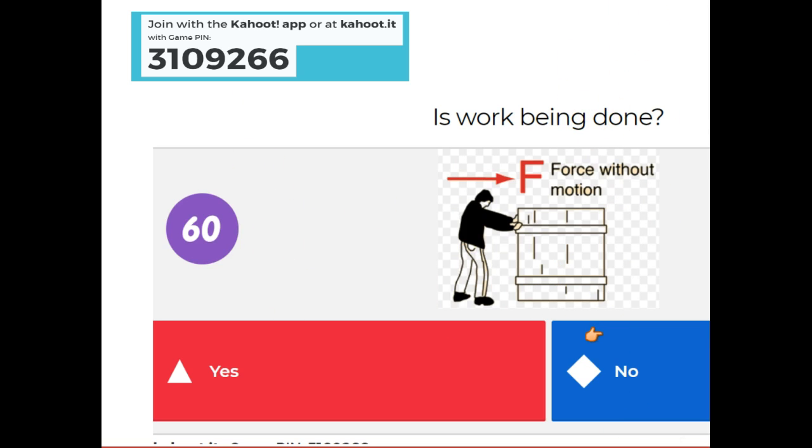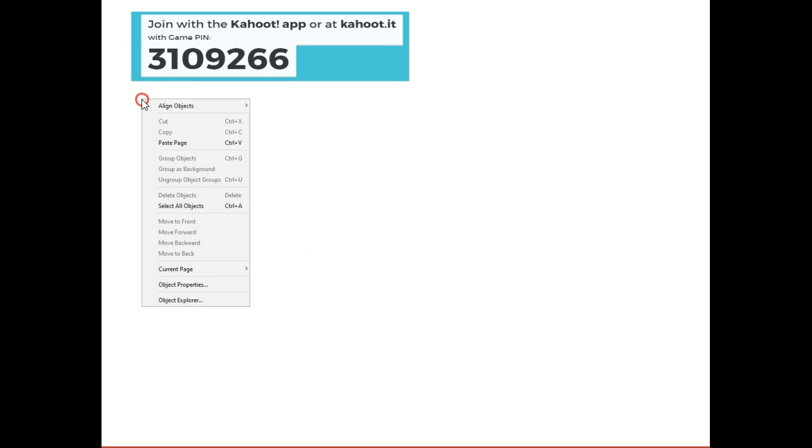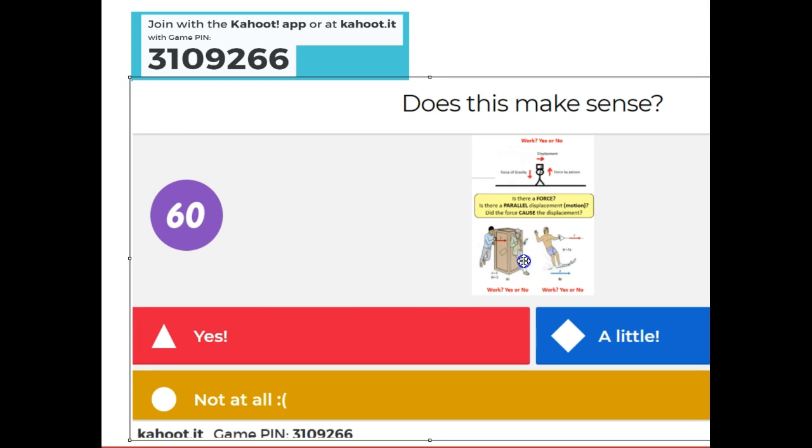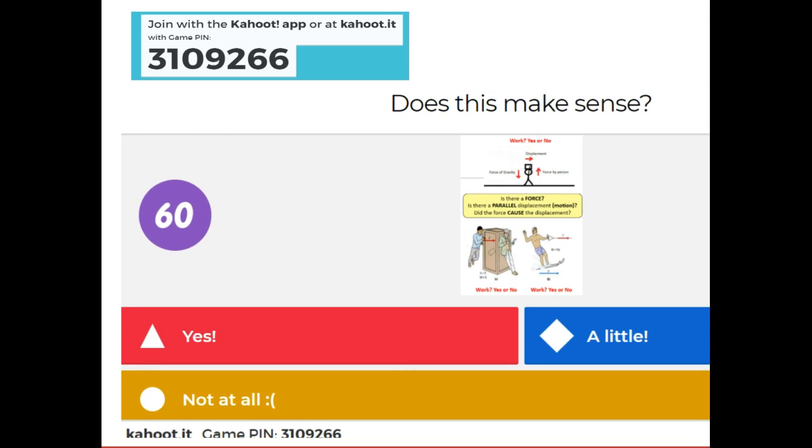Excellent. So that being said, let's make sure that this makes sense. Red, yes. Blue, a little. And yellow, not at all. Does this make sense, right? In order for work to happen, there has to be a force, there has to be motion or displacement, and they have to be parallel. All right, red, yes, blue, a little, yellow, not at all.